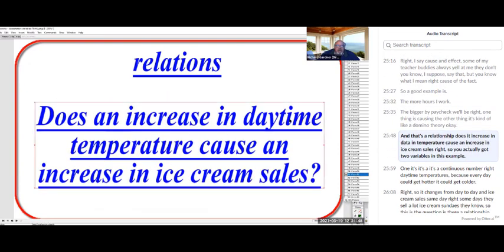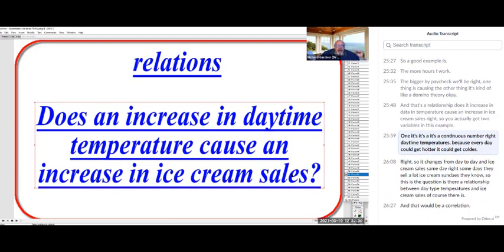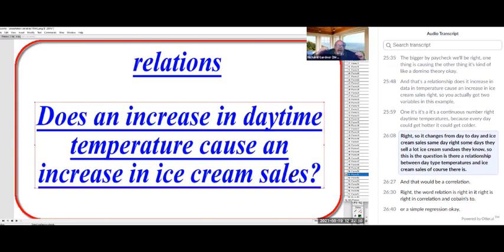And that's a relationship. Does an increase in daytime temperature cause an increase in ice cream sales, right? So you actually got 2 variables in this example. One, it's a continuous number, right? Daytime temperatures, because every day it could get hotter, it could get colder, right? So it changes from day to day. And ice cream sales, same thing, right? Some days they sell a lot of ice cream, some days they don't. So this is the question: is there a relationship between daytime temperatures and ice cream sales?